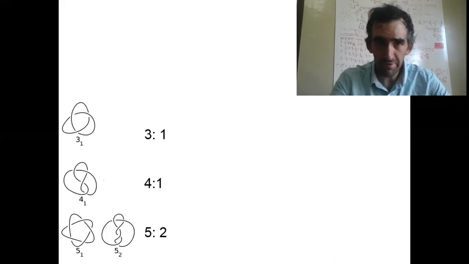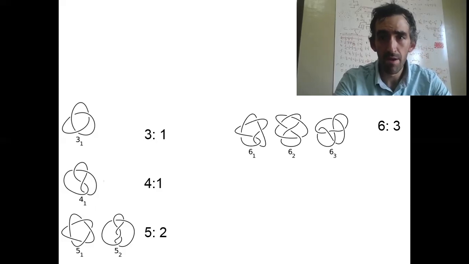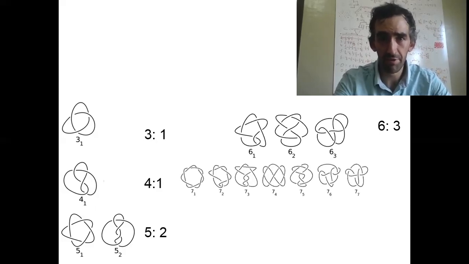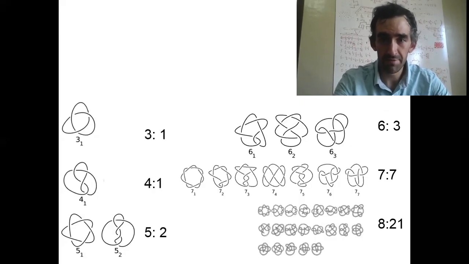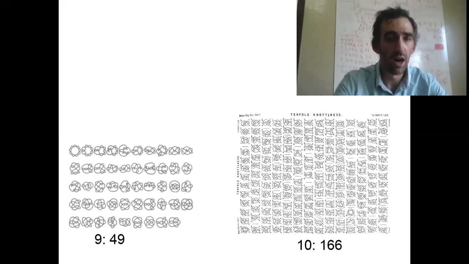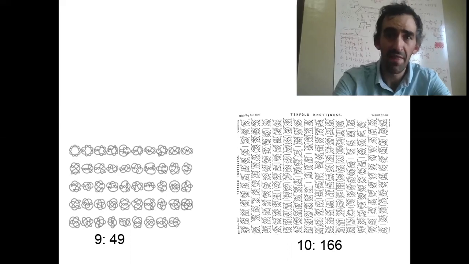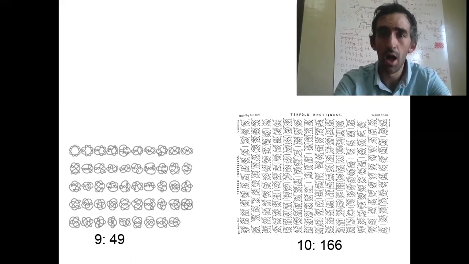So we've introduced the 3, 4, and 5 crossing knots, of which there are 1, 1, and 2 respectively. If we keep going, there are 3 knots with 6 crossings, 7 knots with 7 crossings, and then 21 knots with 8 crossings. And after that, it starts to get out of hand. There are 49 knots with 9 crossings. And then it was thought there are 166 knots with 10 crossings.